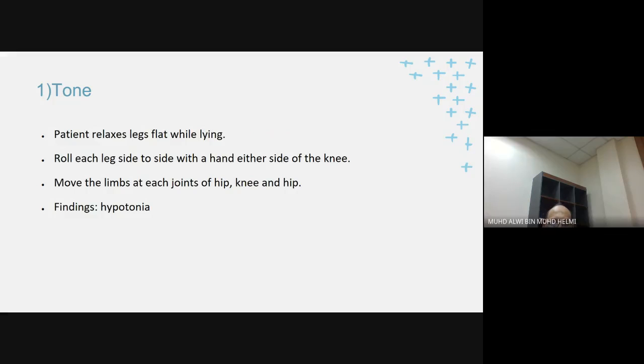Okay, tone. Tone, hypotonia. Previously during your motor assessment, do you know how to assess tone? How do you score tone? Okay, there's a scoring for tone. You can use the Ashworth, modified Ashworth score. But usually non-neurologists can just say it's hyper, hypo or normal tone.